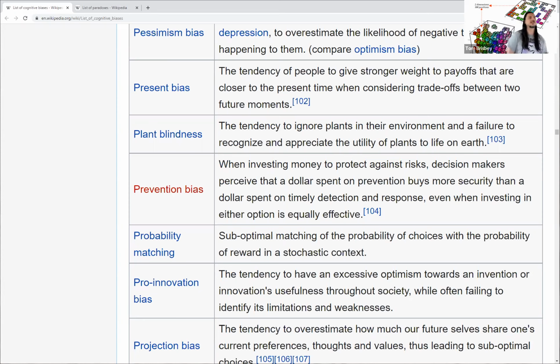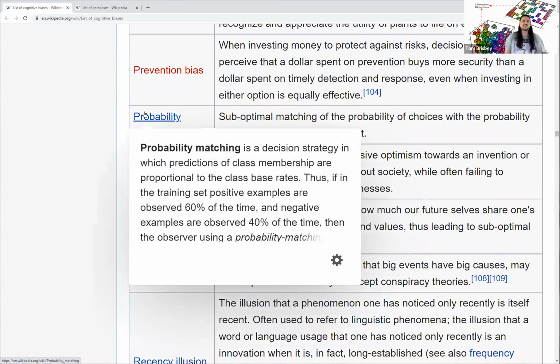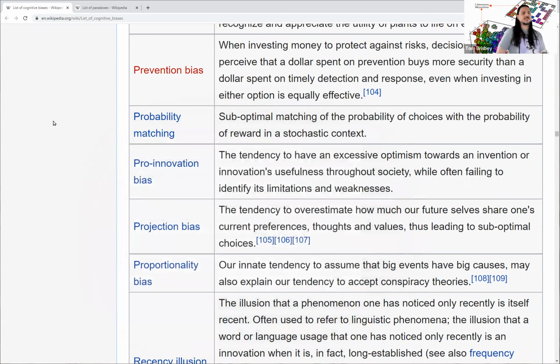Prevention bias. When investing money to protect against risks, decision makers perceive that $1 spent on prevention buys more security than $1 spent on timely detection and response. Yeah, that's the "I don't want problems to ever happen" bias. That is the "I don't need to handle this problem as it occurs." That is the "I want to be done with this once" type of thinking. That's a rejection of entropy at its core. Set it and forget it doesn't exist, and prevention bias is a manifestation of that. I don't want to be in charge of that for the rest of time.